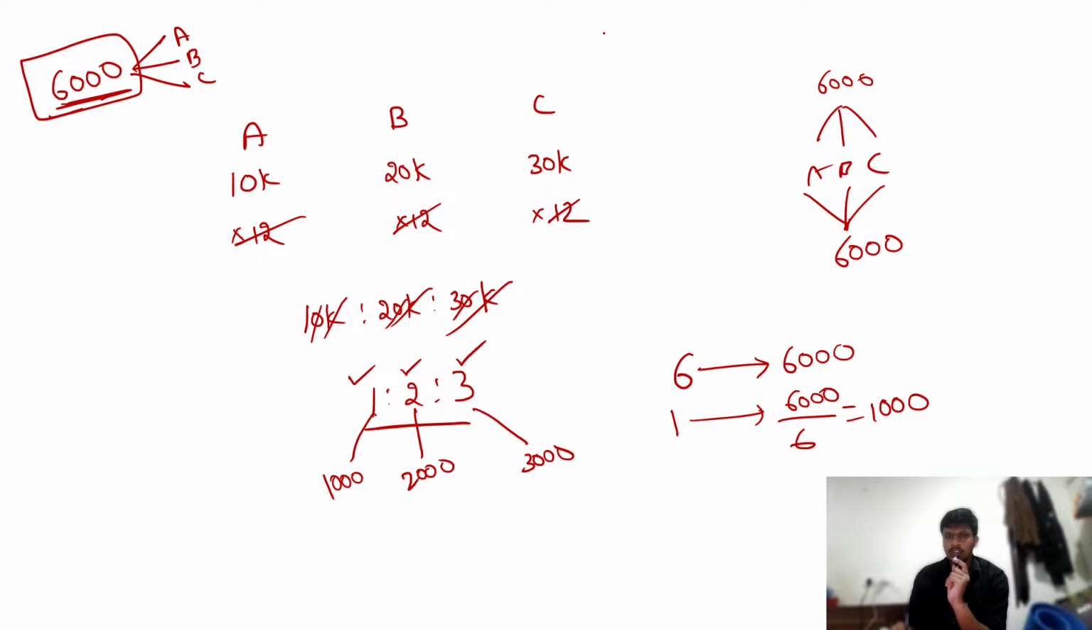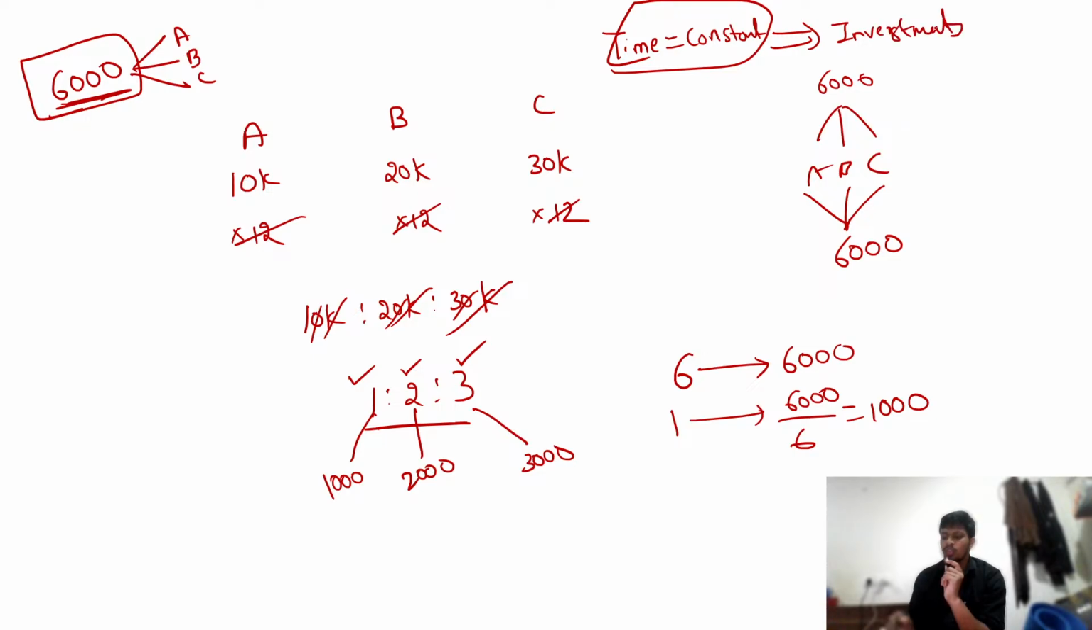So remember one thing: when the time is constant for each and every person, you have to divide the profit according to their investments. That means who invested more, you have to give them more. Who has invested less, you have to give them less. That's it. If it is clear, type yes. I will tell you one more model.